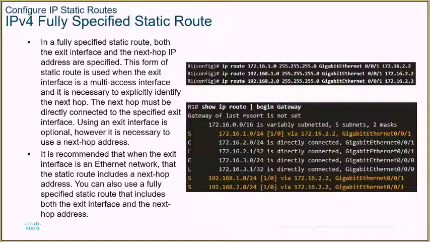It is recommended that when the exit interface is an Ethernet network, that the static route includes a next hop address. You can also use a fully specified static route that includes both the exit interface and the next hop address. And so here's the example: IP route, destination network, subnet mask, exit interface, and next hop IP address. And as I said, that's the sort of best of both worlds.